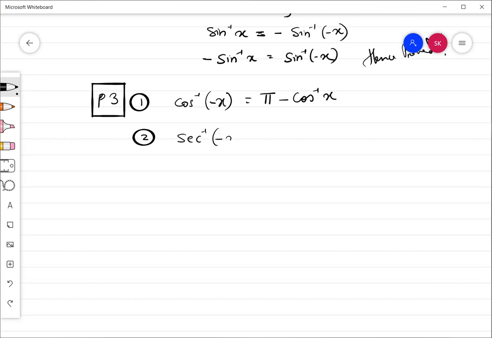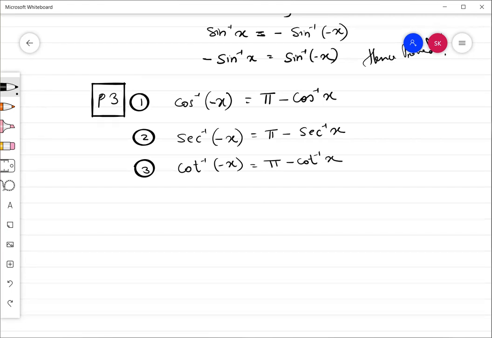So that it comes in the principal value branch. Of course, we will mention the domain here. Sec inverse, so x is greater than or equal to 1, less than or equal to minus 1, x belongs to real numbers. So these are the domains that you need to write. And these are the three properties.